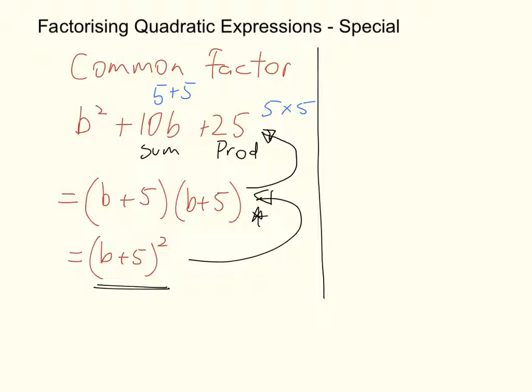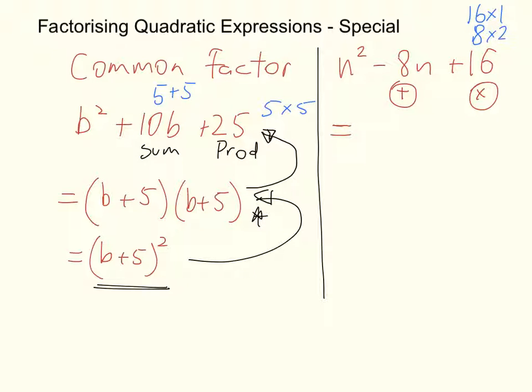Okay, let's say I've got something that looks like this. I've got n squared minus 8n plus 16. Again, I'm looking for numbers that multiply to give this and add to give this. Let's look at a pair of numbers. What numbers multiply to give 16? I've got 16 times 1. I've got 8 times 2. I've got 4 times 4.